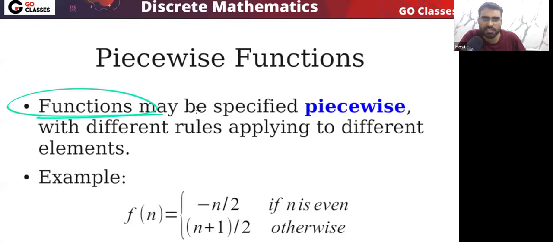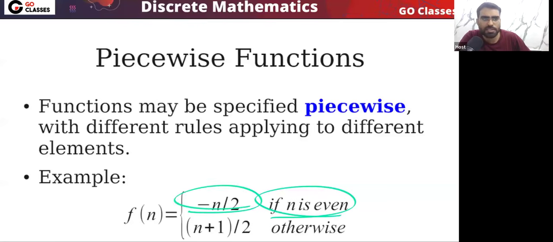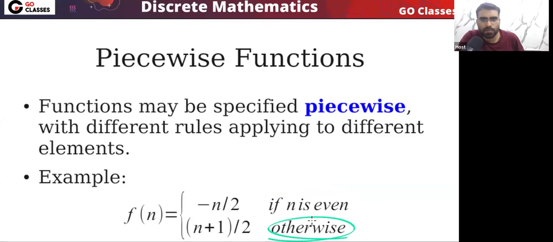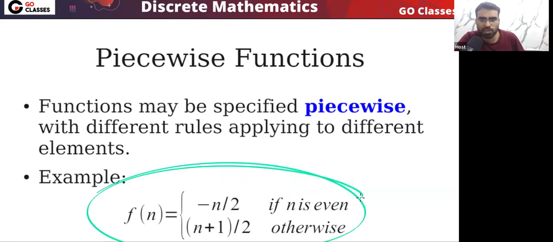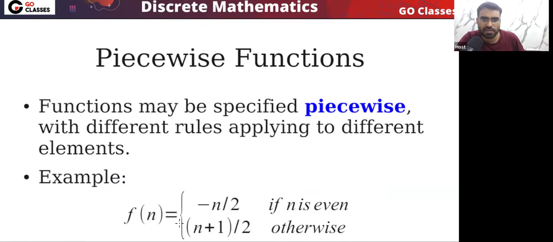Remember, a function may be specified piecewise. Is this clear? Different rules apply to different elements. When the element is even, then the output will be this. And when the input is not even, then the output will be this. So this is another way to describe a function, and this type of function is called a piecewise function. This is just a name. Don't worry about the name. The name does not matter. I'm just telling you that this is another way to describe a function.